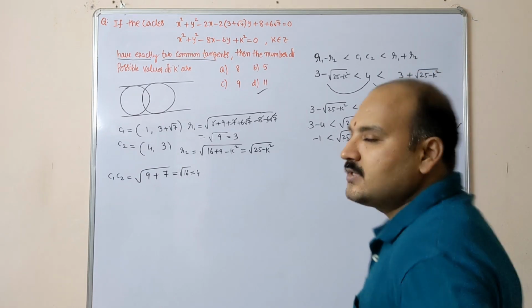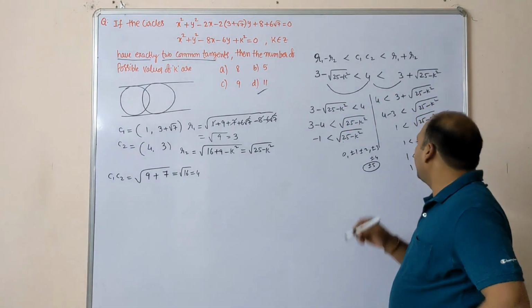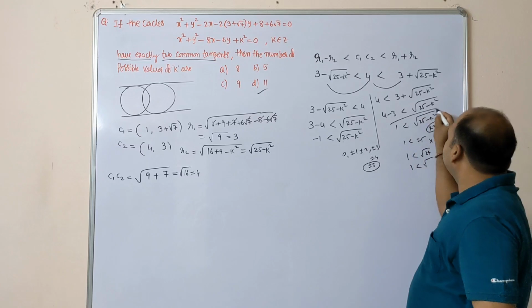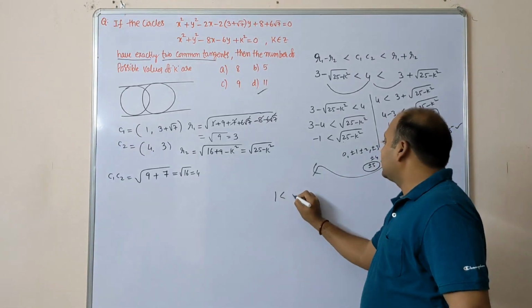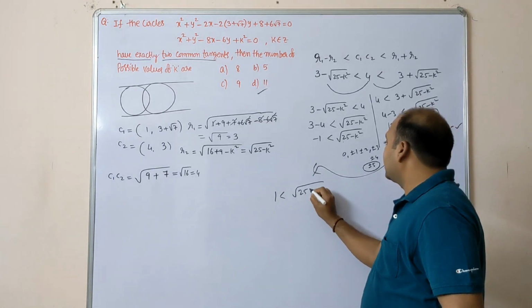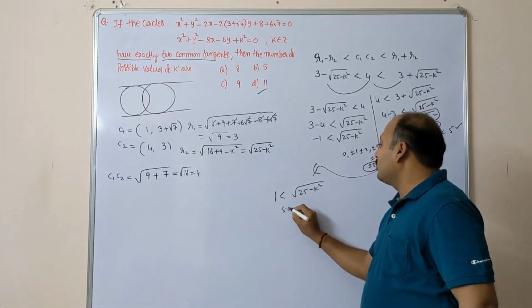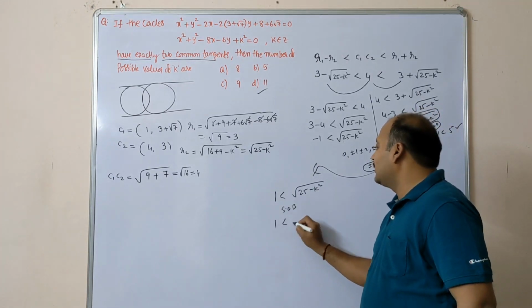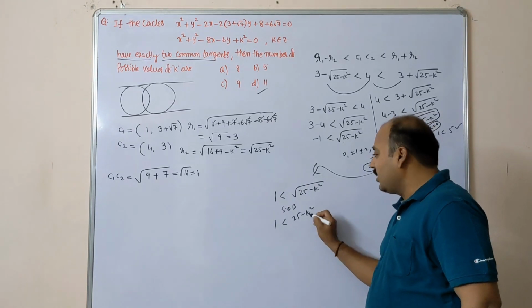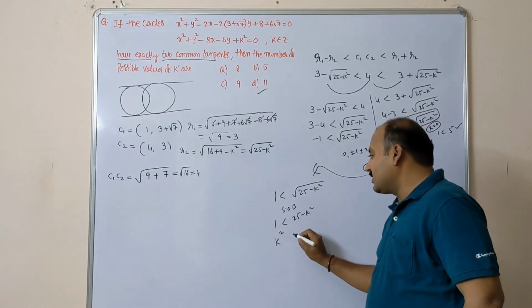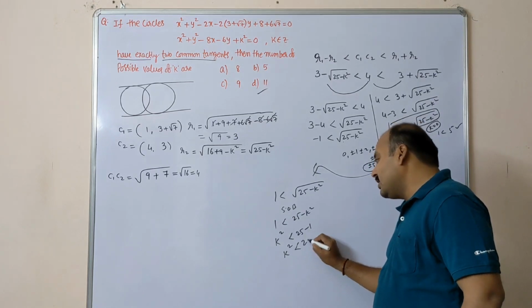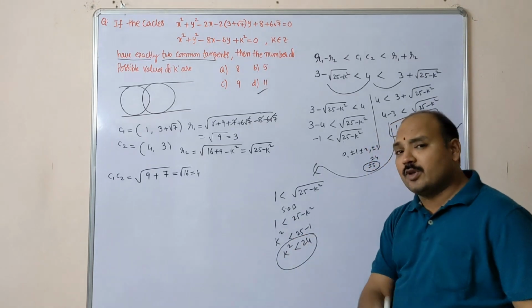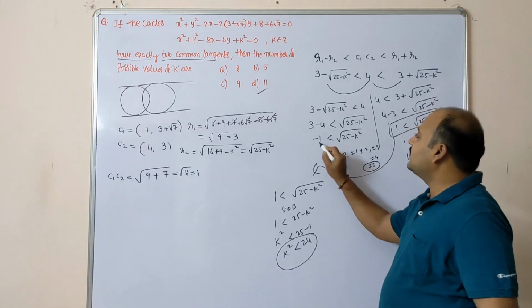Yeah, dear students, here one more important thing. From this inequality, we can write like this now. 1 is less than root 25 minus k square. Squaring on both sides, 1 is less than 25 minus k square. Taking k square to the other side, k square is less than 25 minus 1. K square is less than 24. This possibility is also there, dear students. We cannot forget.